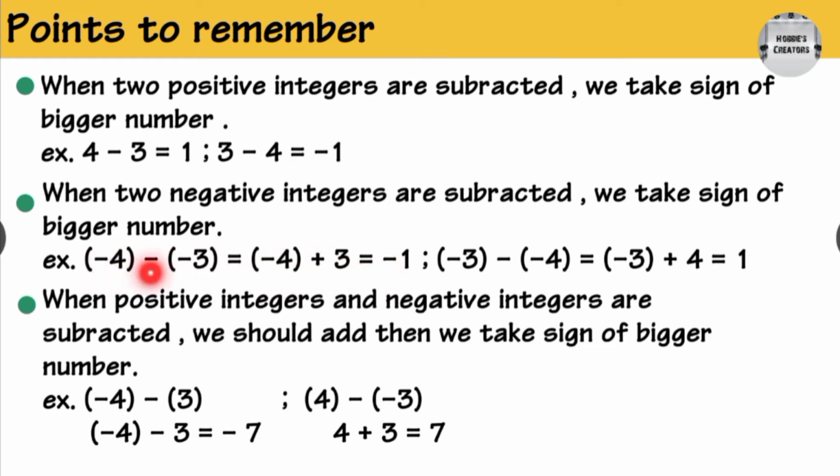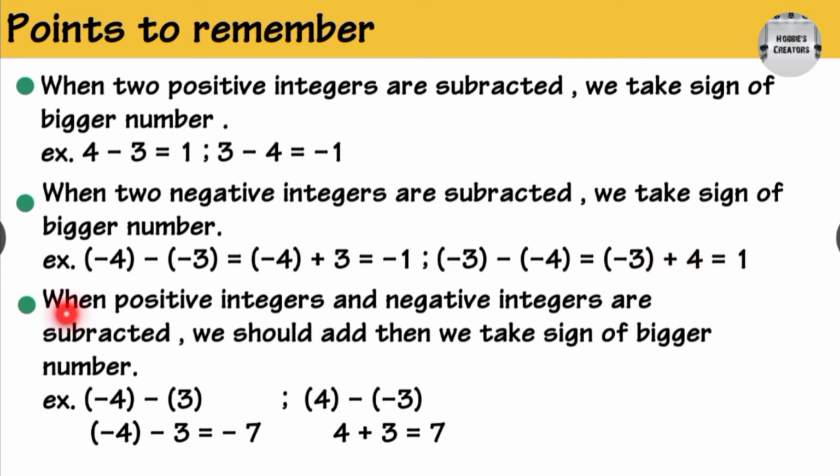I'll repeat again. Minus 4 minus of minus 3. See, minus of minus 3. We just multiply these two signs, minus and minus, which becomes plus. So minus 4 plus 3, which gives you minus 1. And see here, minus 3 minus of minus 4. So minus of minus 4 gives you plus. So minus 3 plus 4, which is nothing but 1.